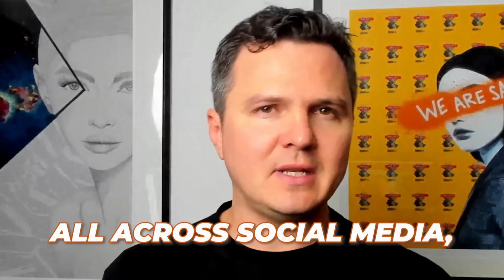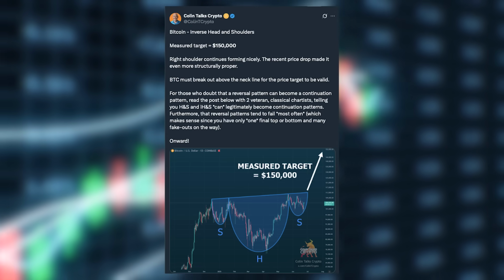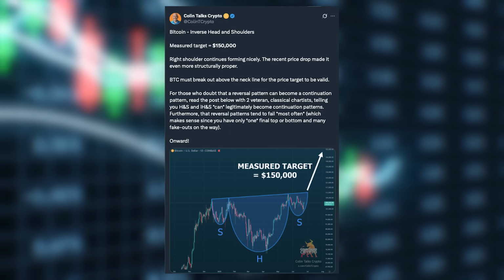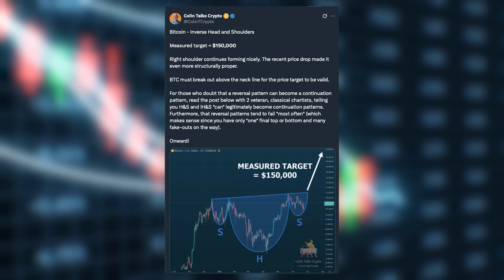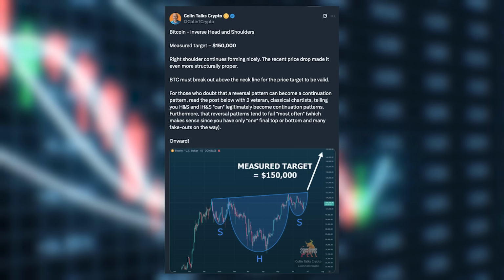All across social media, there's talk about Bitcoin setting up a really nice inverse head and shoulders pattern right now. A chart pattern that could see the price of Bitcoin mooning to an eye-popping $150,000 in the not-so-distant future. Sounds pretty juicy, right? But is this pattern the real deal? Is this 150K price target actually realistic, or are posts like this just noise that should be ignored altogether? That's the subject for today's video, so let's dive right in.